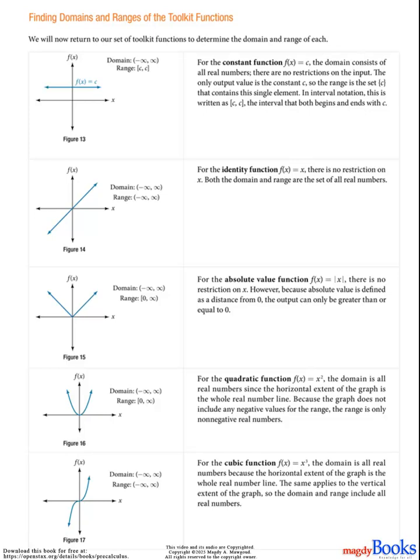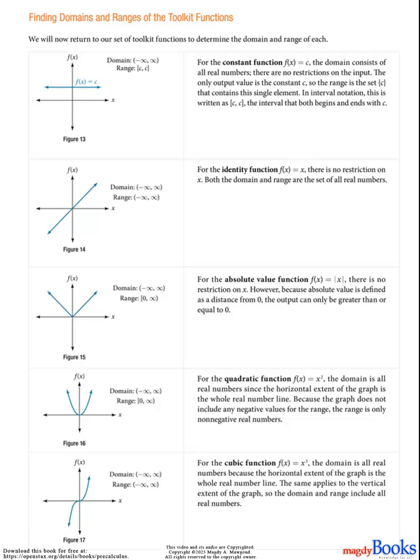Figure 13. f(x) = c. Domain: (-∞, ∞). Range: [c, c]. For the constant function f(x) = c, the domain consists of all real numbers. There are no restrictions on the input. The only output value is the constant c, so the range is the set that contains this single element.